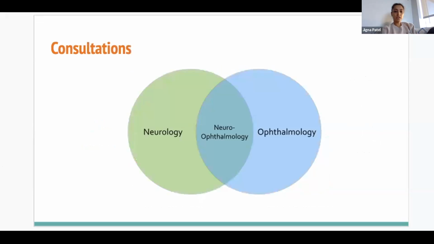So for these patients, would you want to consult neurology or ophthalmology in the ER? Yes, no. When would you consider it?